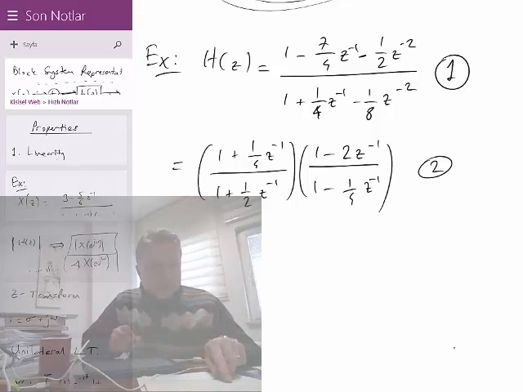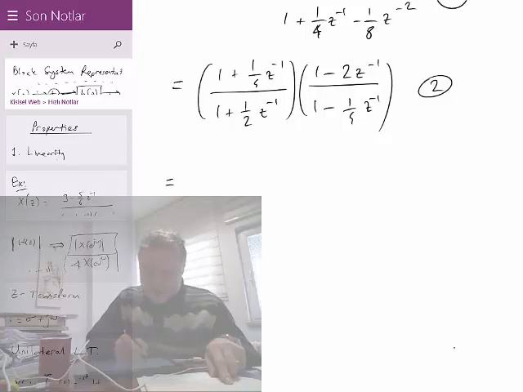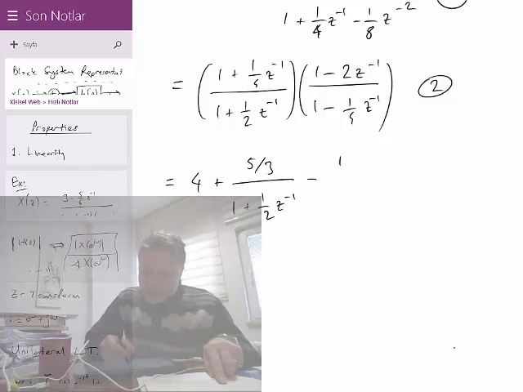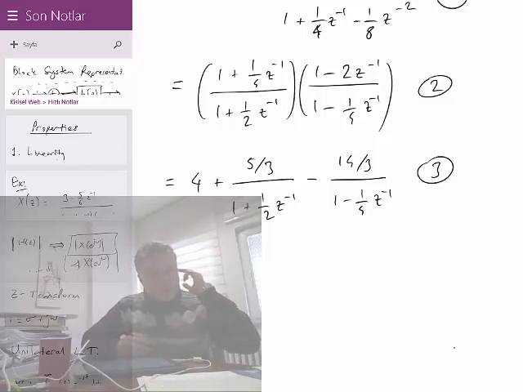Now we will write it in the parallel form, which is the third form for your convenience, if you wish. It is a constant plus (5/3) over 1 plus 1/2 z inverse minus (14/3) over 1 minus 1/4 z inverse. And this is the third way. As you see, there is an interesting branch which is just the scaling by a factor of 4.